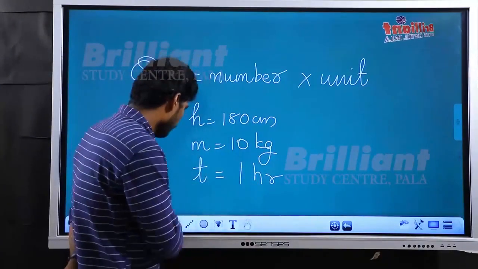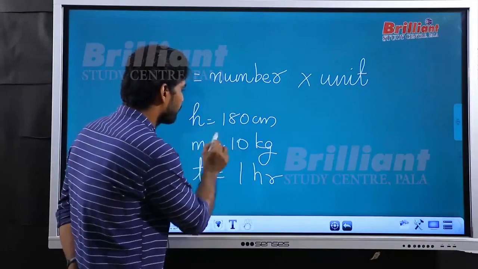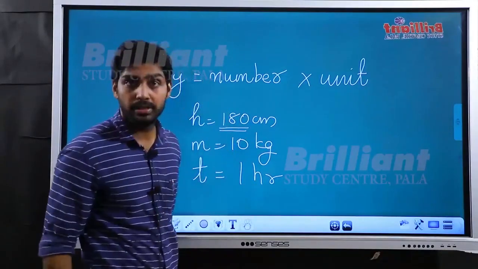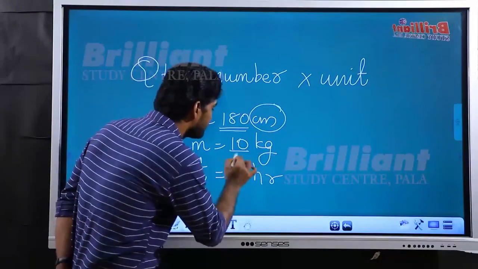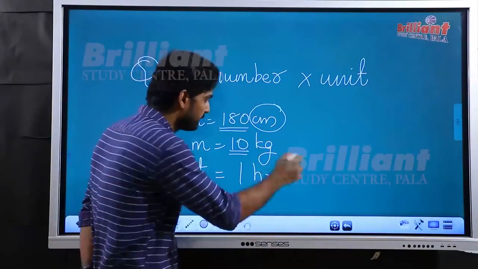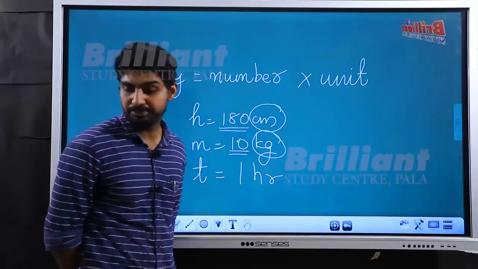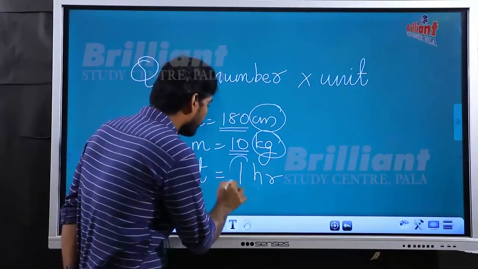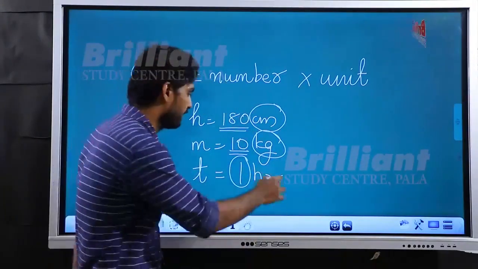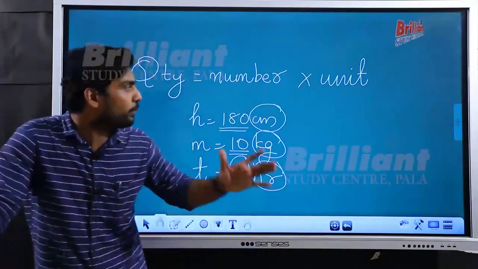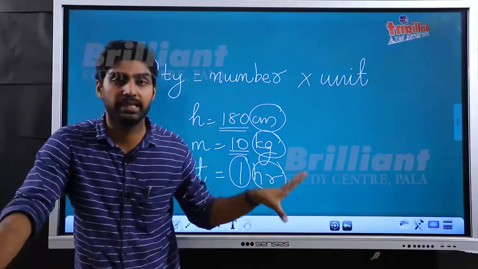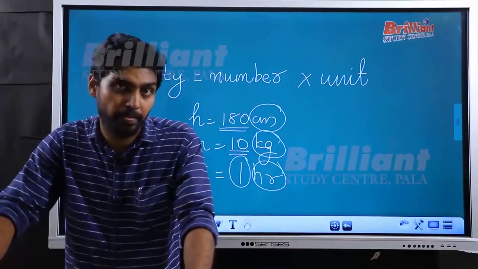Here, 180 is the number, and centimeter is a unit. Here 10 is the number, kilogram is the unit. Here 1 is the number and hour is the unit. So like this we can represent any physical quantities in terms of a number and a unit.